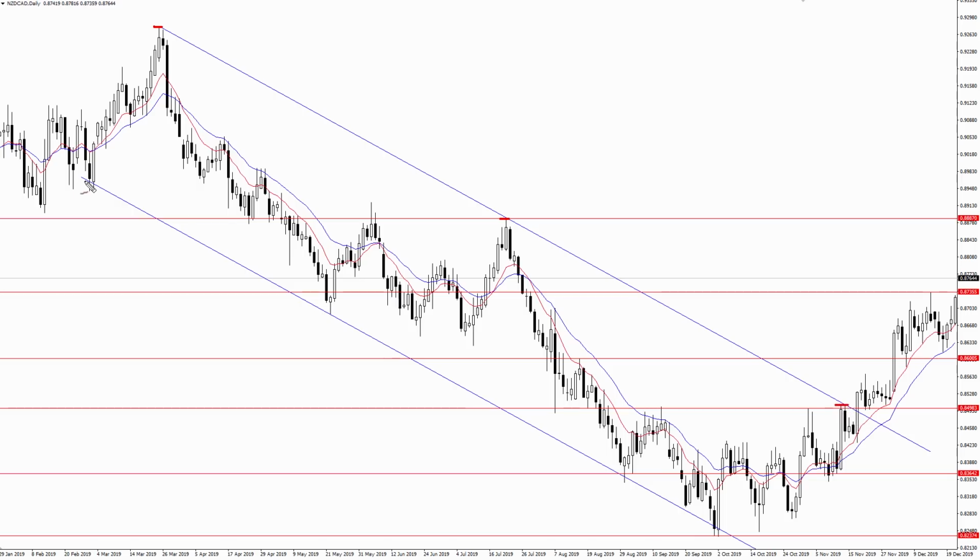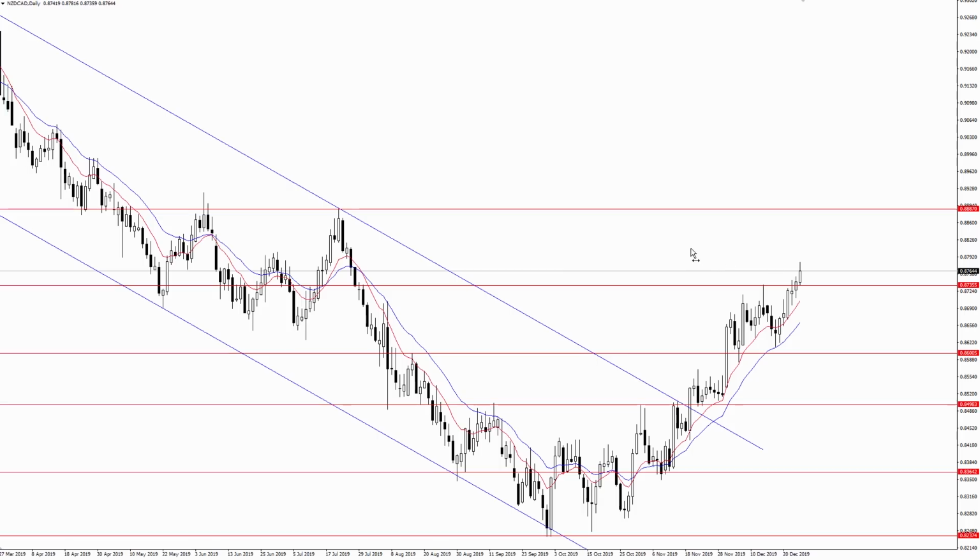The lower level is defined by these lows right here, this one, and also this one. So this descending channel represented a downtrend, and this breakout right here was the start of this short-term uptrend. So as of right now, just like the Australian dollar, I am interested in buying the New Zealand dollar versus the CAD. However, right now we just broke above this 87.30/40 region.